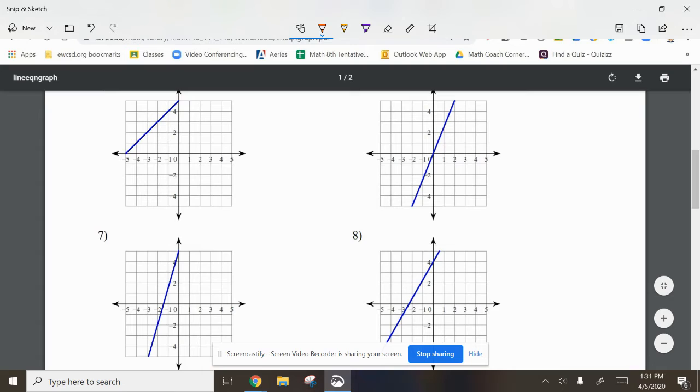Let's go to number 7. I see right away there's a coordinate there. And where's another one? Can you find another one? This one's kind of tough. As you follow the line, I think there's one right here. I think that's what they want us to look at.